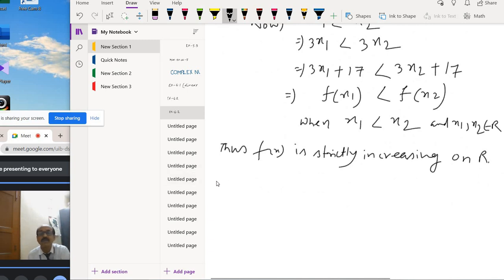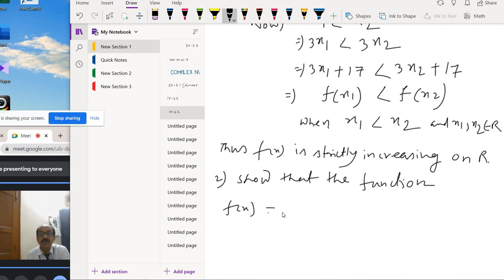Question number 2 is, show that the function f(x) equal to e to the power 2x is strictly increasing on R. Okay.